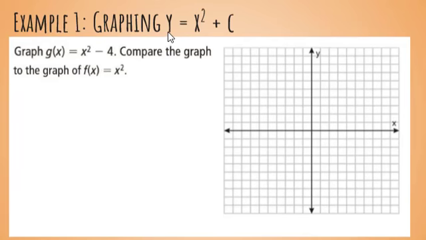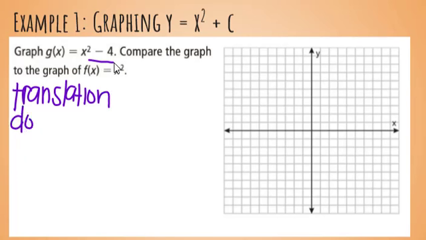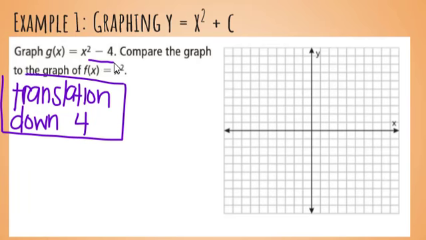So for example 1, we're graphing y equals x squared plus c. So it says graph g of x equals x squared minus 4 and compared to the graph of f of x equals x squared, our parent function. So we're looking at this minus 4. So this minus 4 is going to give us a translation down 4. And it's going down because it's negative. So when we're writing the transformation, we're writing down and then a positive 4 because the negative is referring to the direction. So now we're going to make our XY table.